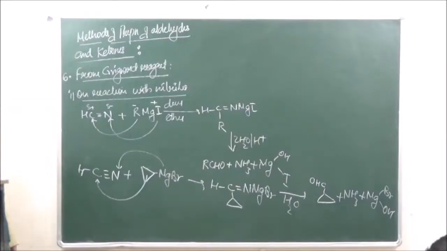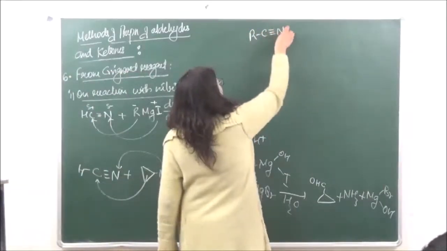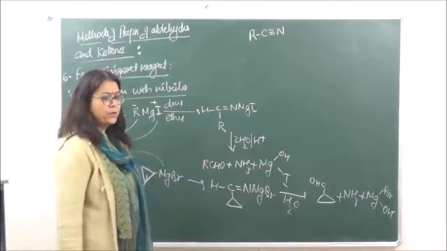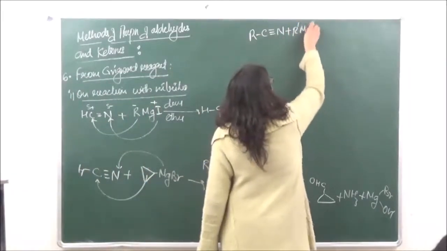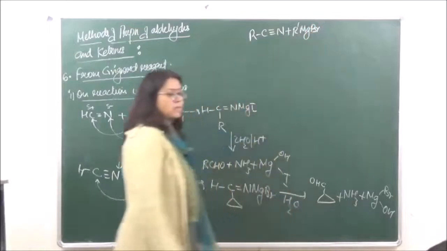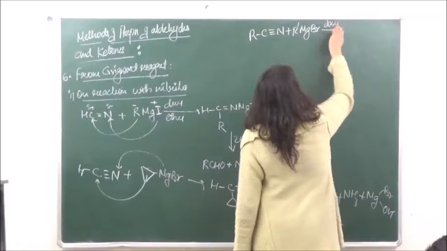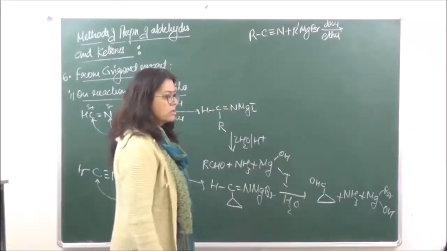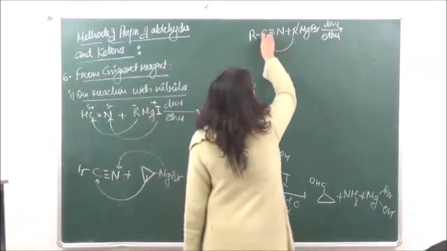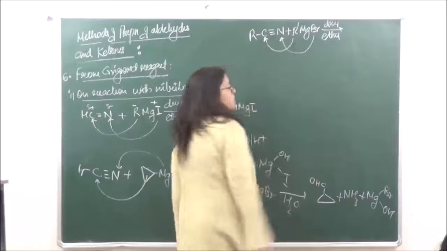Okay, now if in case we have R over here, then what is going to happen? We are taking a nitrile of the type which has an alkyl group, and with this we are taking R-MgBr. The reaction will take place in presence of dry ether. So this is going to attack at the carbon atom. Okay, MgBr will go and attack at the nitrogen atom.